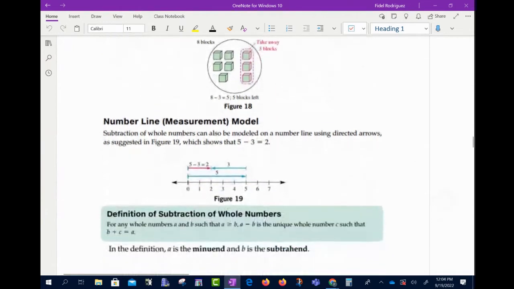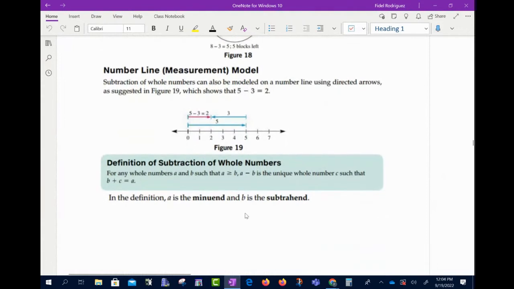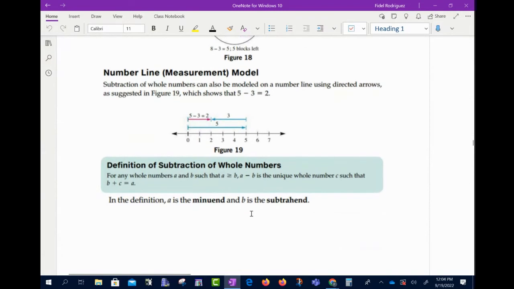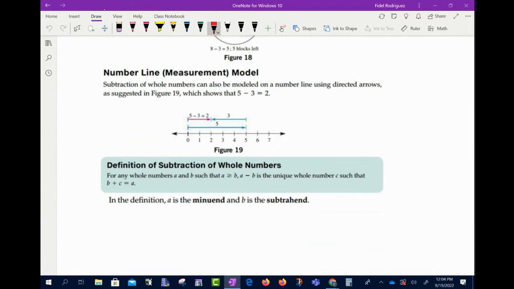Number line measurement. So on the number line measurement, it says subtraction of whole numbers can also be modeled on a number line using directed arrows. Okay, so it says as suggested in figure 19, which shows that 5 minus 3 is equal to 2. So again, if I kind of look at my model that I have here, so here's my number line of 5, and I'm going this way, and we're going to subtract 3. So we're going back in the opposite direction. Where do we end up? We end up with 2, right? And again, that's the number line model that, again, kids seem to understand these kinds of models easier, okay?